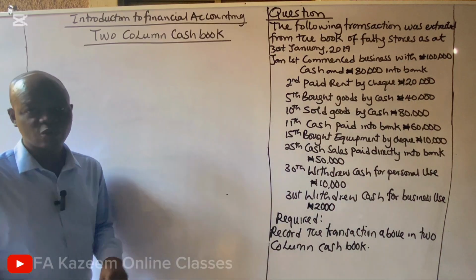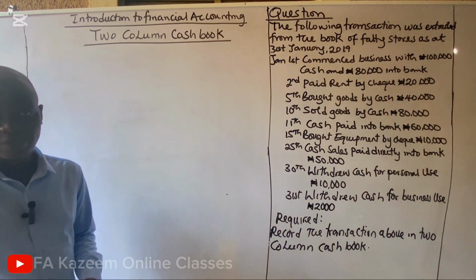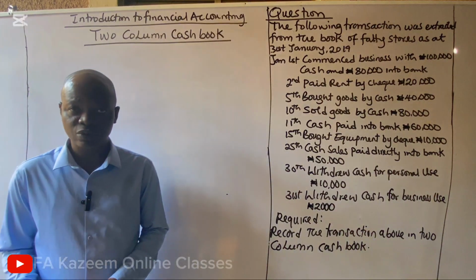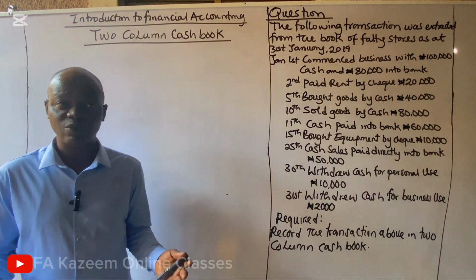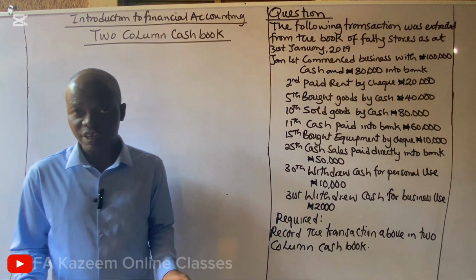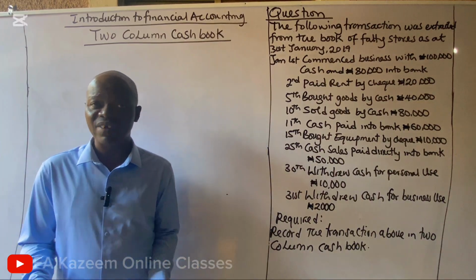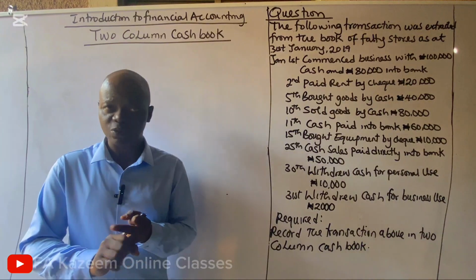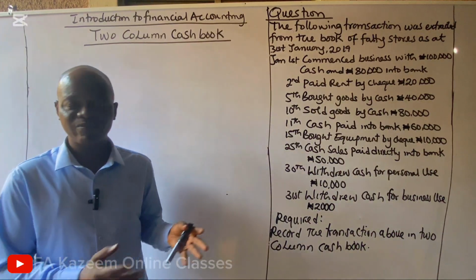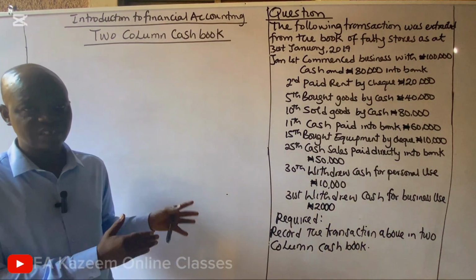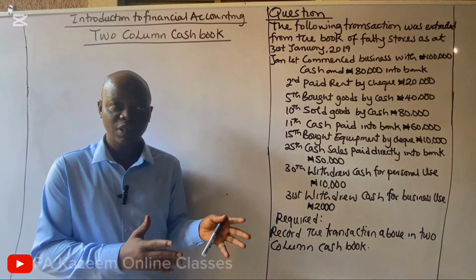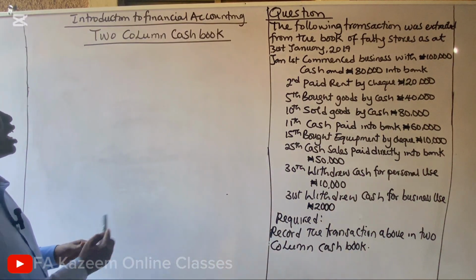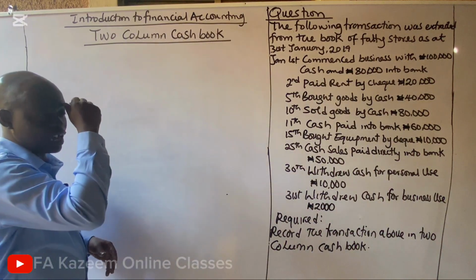This will be the continuation of our previous video. Our previous video centered on cashbook, where we said cashbook is a subsidiary book where cash transactions are recorded. We said cashbook is classified into three: the single column cashbook, the two column cashbook, and the three column cashbook. In our previous video, we looked in detail at the single column cashbook, but in this present class, we'll be looking at the two column cashbook.